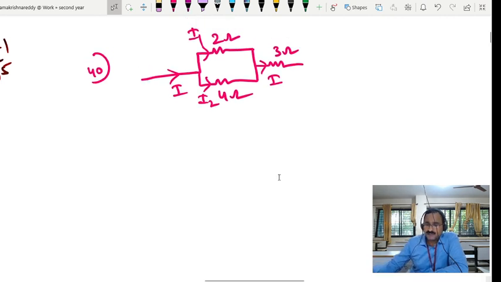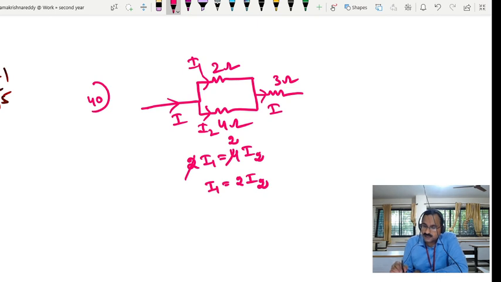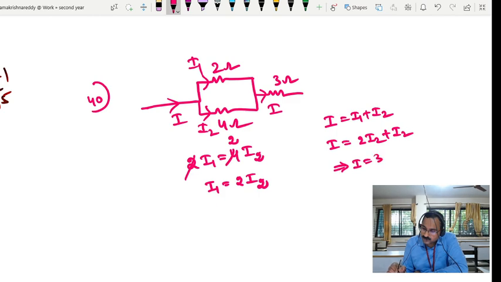So now the potential difference will be the same. Therefore 2I1 is equal to 4I2. Therefore 2 cancels, I1 is equal to 2I2. But the total current is dividing, so I is equal to I1 plus I2 only, no? Therefore I is equal to 2I2 plus I2. Therefore I equals 3I2. Therefore I2 is equal to I by 3.